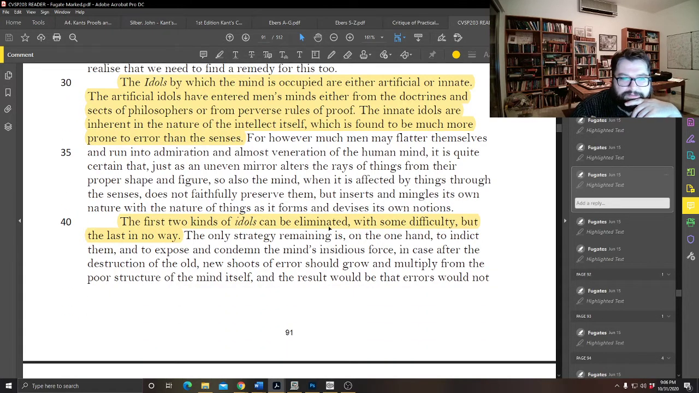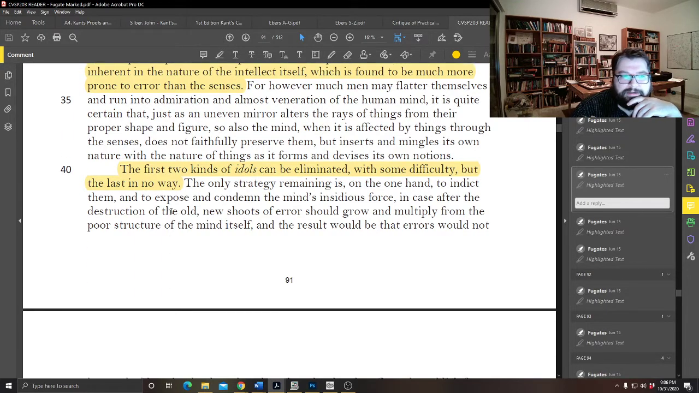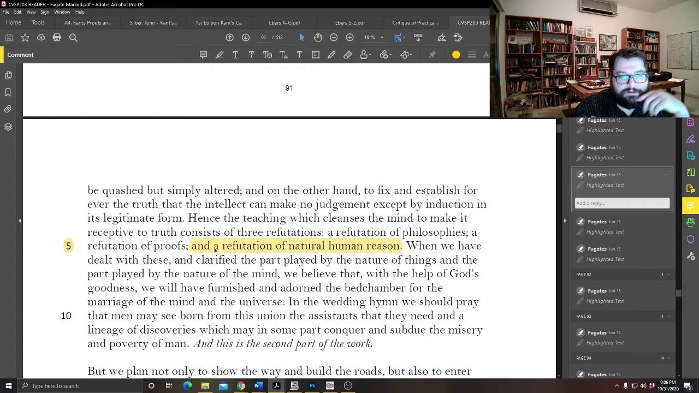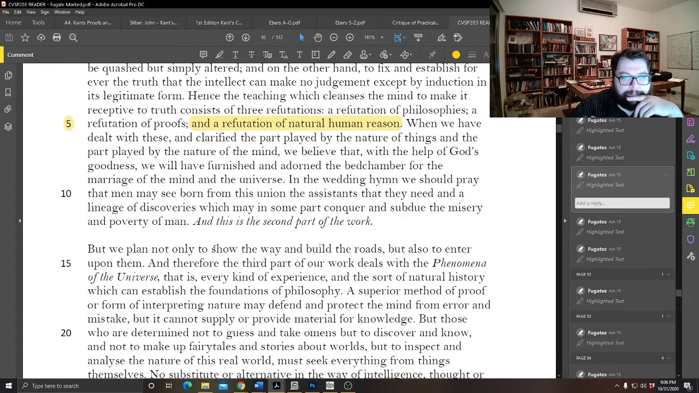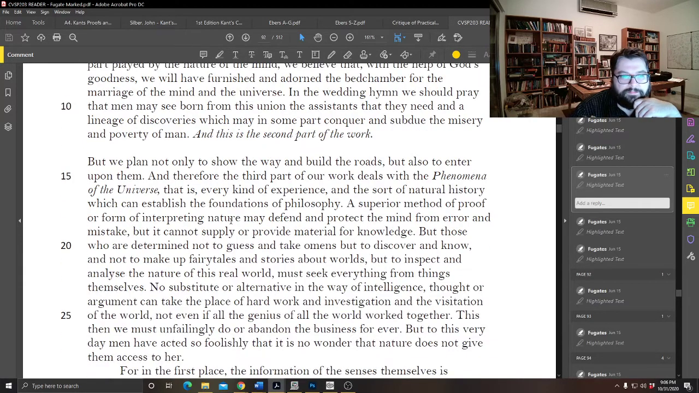The first two kinds of idols can be eliminated with some difficulty, but the last in no way. The only strategy remaining on the one hand is to indict them and to expose and condemn the mind's insidious force, in case after the destruction of the old, new shoots of error should grow and multiply from the poor structure of the mind itself. And the result would be that errors would not be quashed, but simply altered. Right? And this study of the idols is the second part of the work.